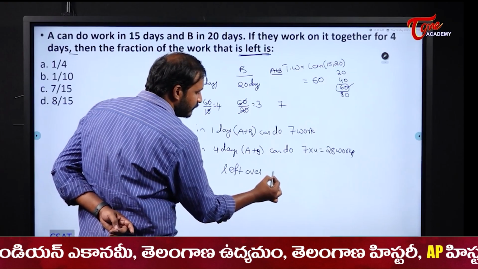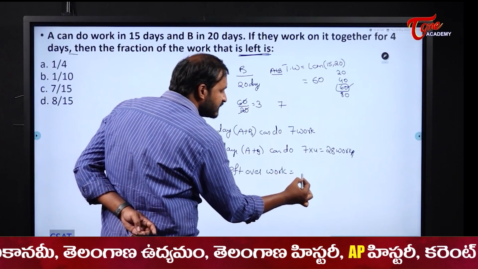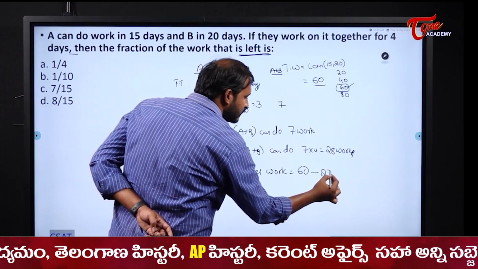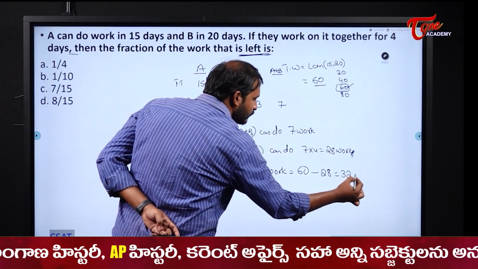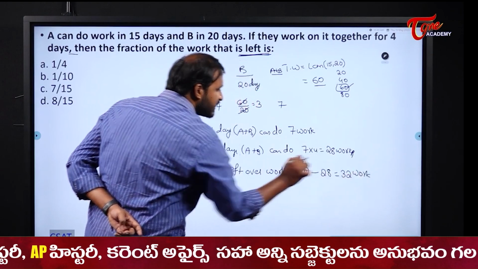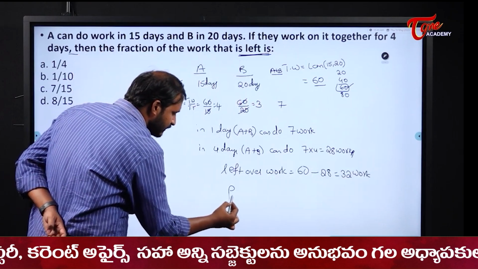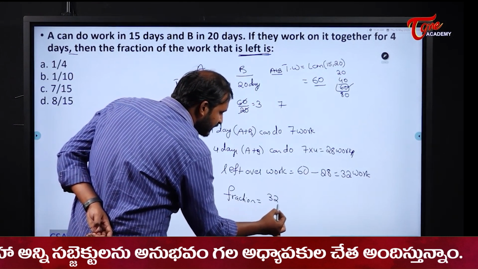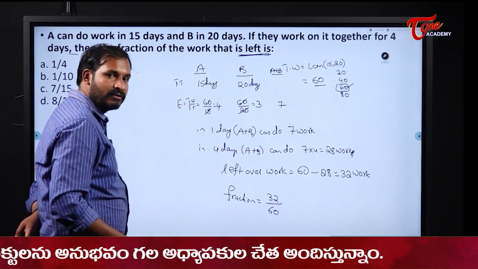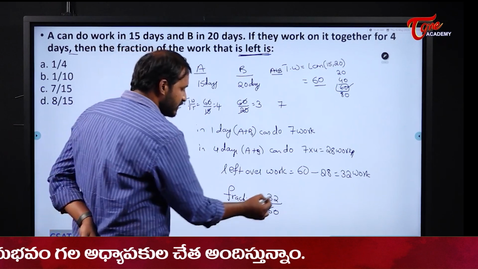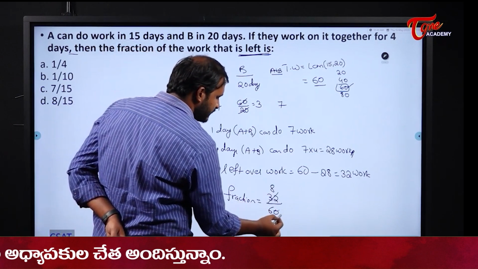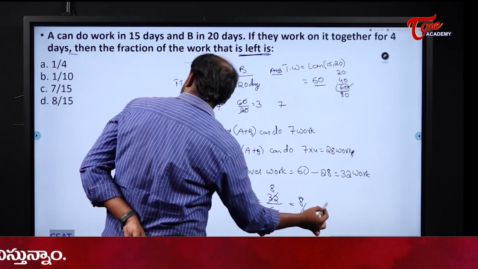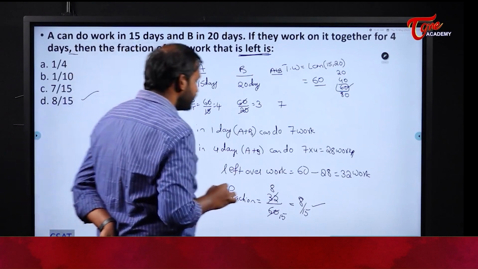So leftover work. What is leftover work here? Leftover work is equal to total work, which is 60. In that they both finished 28 work. So what is the leftover work here? 32 work. So they are asking us the fraction of this 32 work. So fraction is equal to 32 by what is the total work here? 60. So 32 by 60. So 4 8s are 32, 4 15s are 60. So what fraction of work is left here? 8 by 15. 8 by 15 fraction of work is left here.